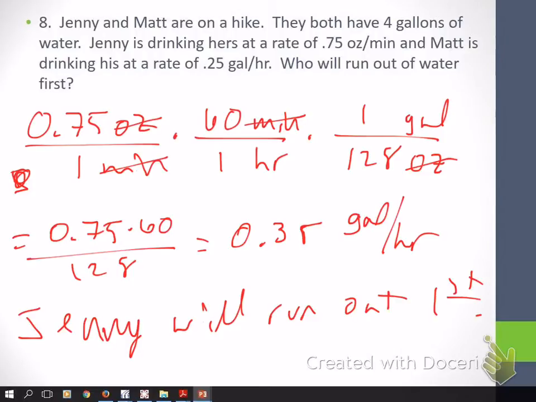Okay, did you conclude that Jenny will run out first? Now again, whether you convert Jenny's rate to gallons per hour or Matt's rate to ounces per minute, you should find that Jenny's rate is faster. Okay, I got 0.35 gallons per hour for Jenny's rate. Okay, so Jenny's going to run out first. So hopefully you came to the same conclusion. If not, if you're still not sure how to convert these, then again, make sure you come in and see me during STAR, and we'll get this all figured out.